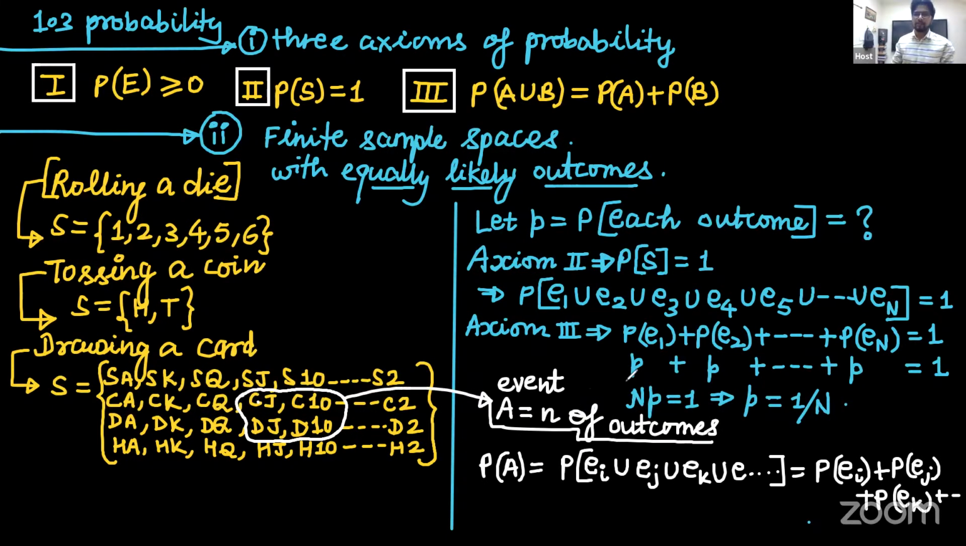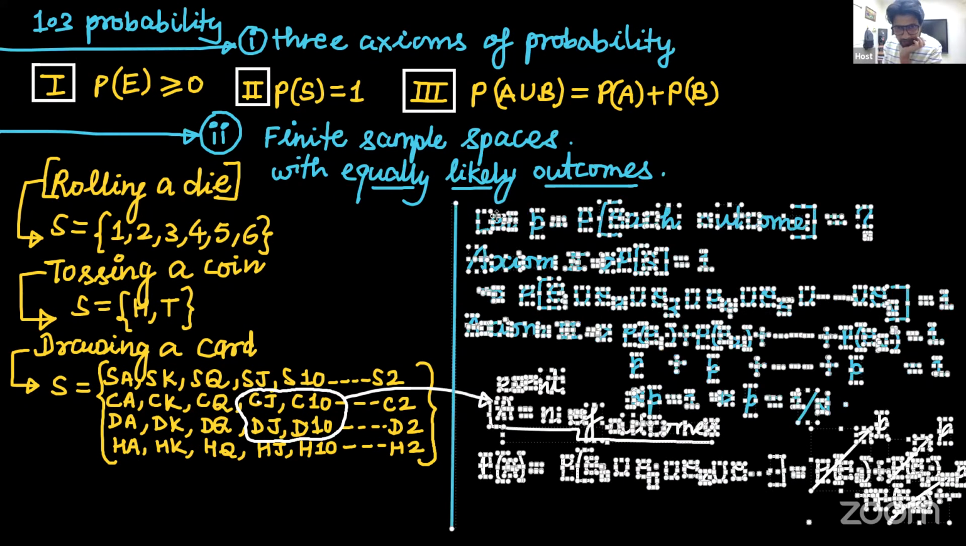Small n number of such elements. So how many times is this small p coming here? Small p is coming here small n number of times. And if you are adding small p, small n number of times, what exactly are you going to get?